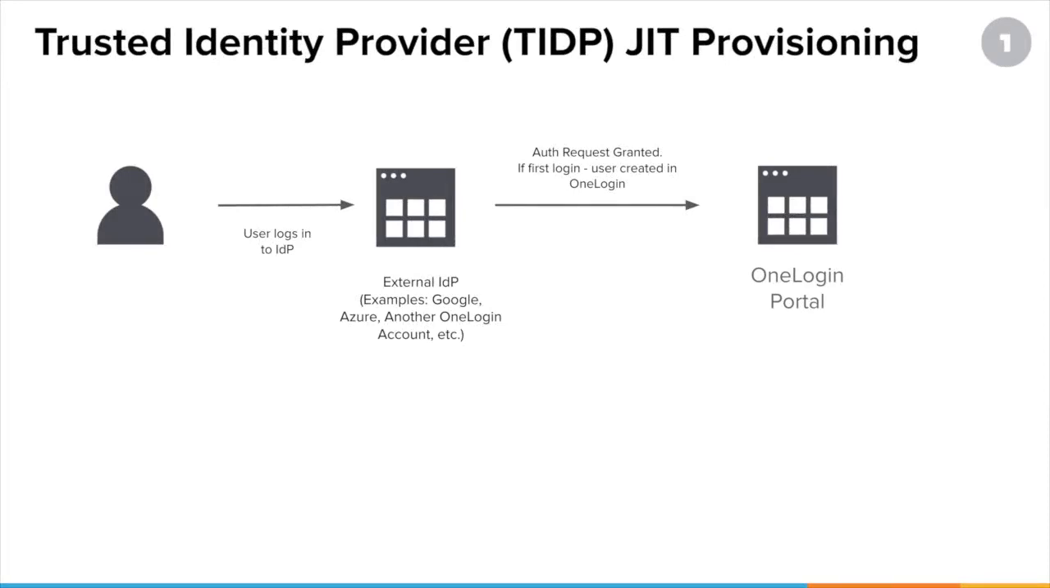If you want your users to actually authenticate with a different identity provider, such as Google or perhaps another OneLogin account, then you can use our Trusted Identity Provider feature, part of Advanced Directory. And if you're using a Trusted Identity Provider, TIDP, you can configure it so that when a user logs into OneLogin for the first time from the TIDP or external IDP, they'll automatically get created within OneLogin.